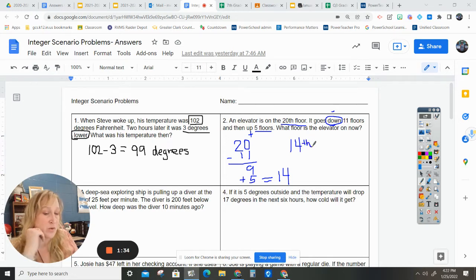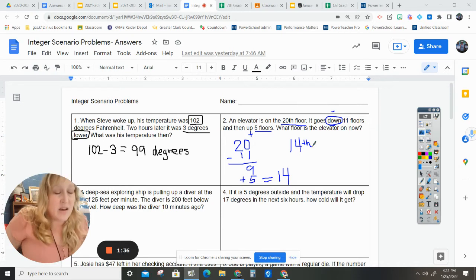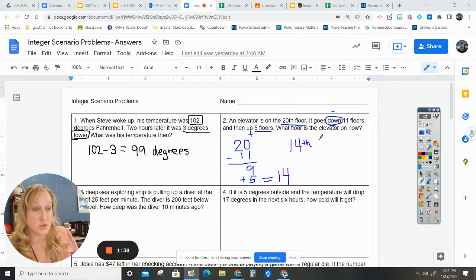Again, if you're using a Google form, it will be able to tell if your answer is correct numerically, but you may not have a complete sentence or all the words with it. 14th floor.